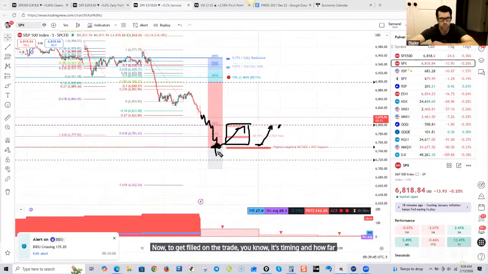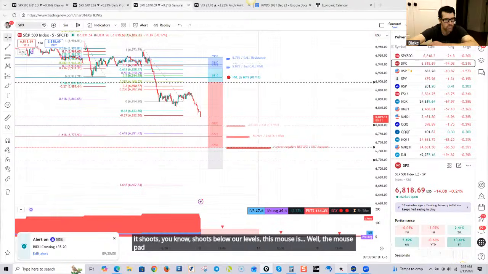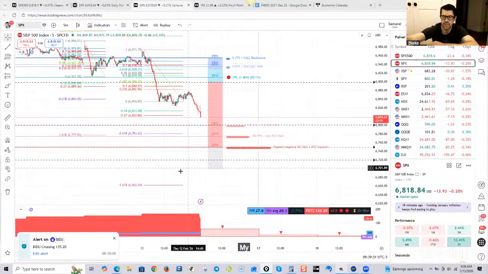If it shoots below our levels, this mouse is, no, the mouse pad is really the problem. My mouse pad is a Dr. Seuss book.